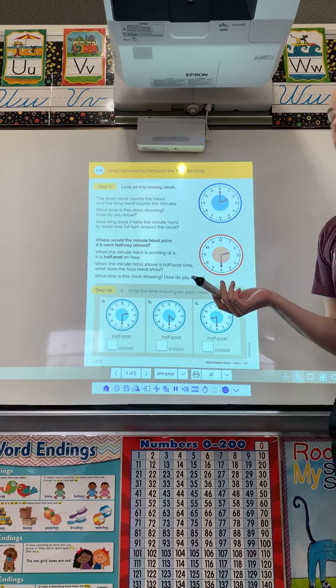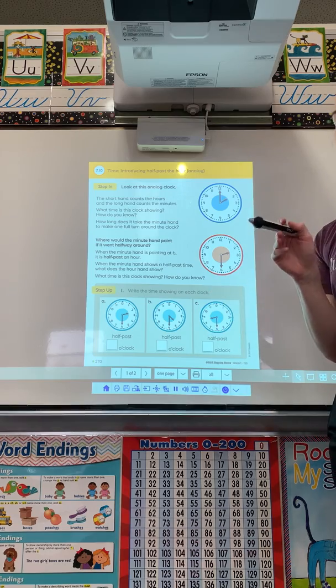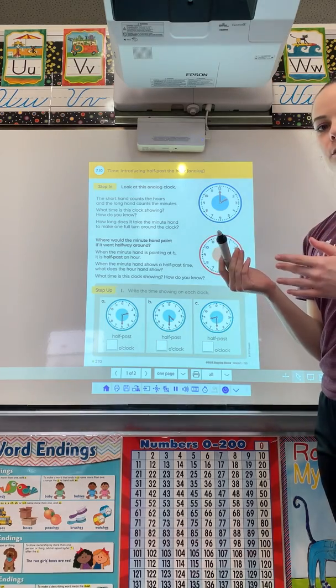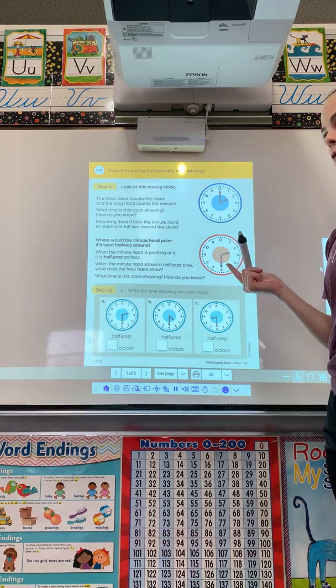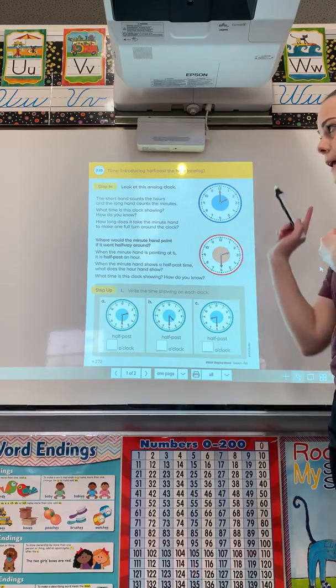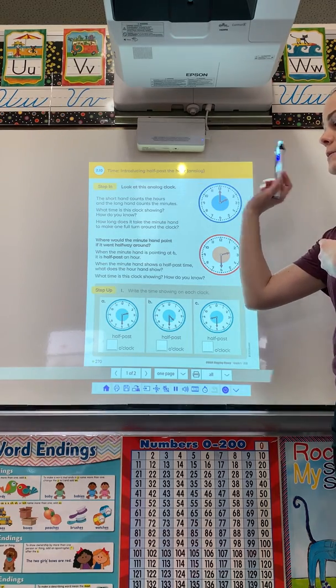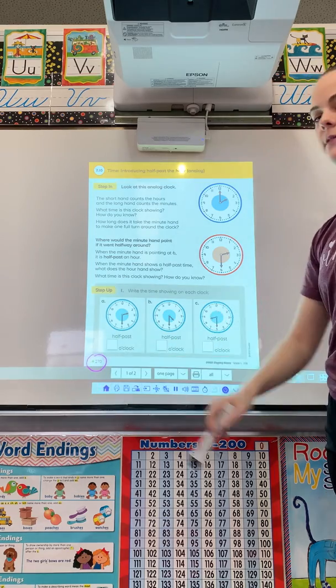So here's our lesson for time, introducing the half hour. So in that book, you kind of just heard about how the half hour works. Now we're going to try to move it on to our math page, which you can follow along in your math lesson, module 7, lesson 10. So you're on page 270.